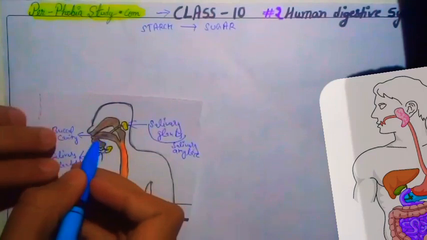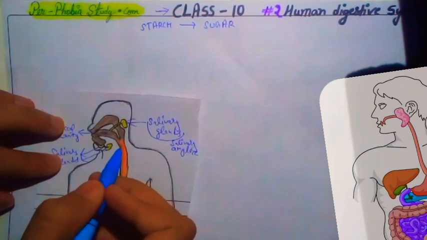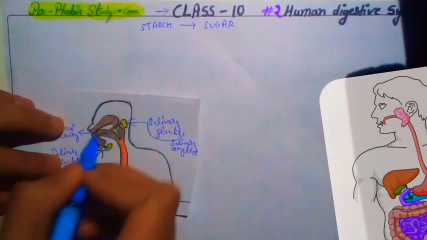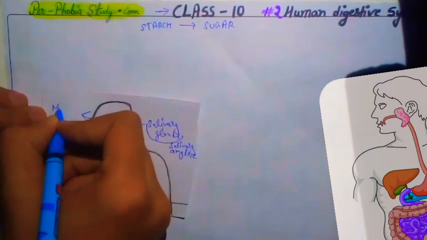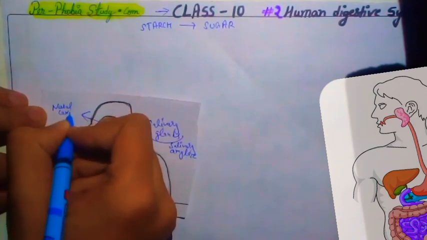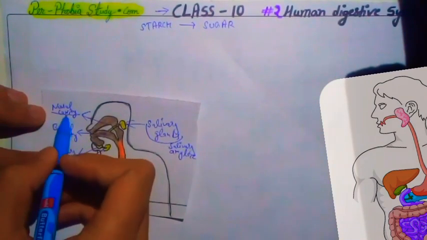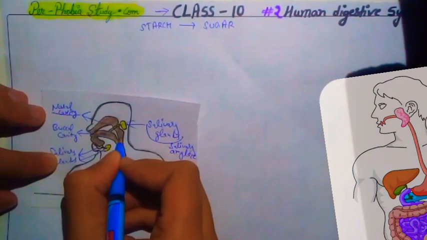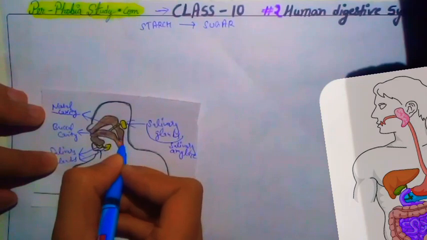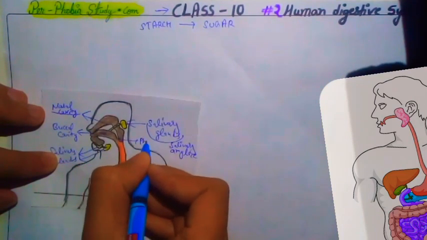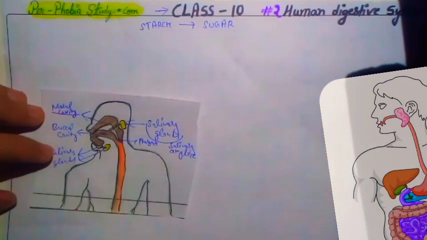Then our food reaches the food pipe. But before that, I want to ask you why the food does not reach our nasal cavity. This is the nasal cavity. Because there is an organ called the pharynx, which prevents the food from going into the nasal cavity. Students, is it clear?